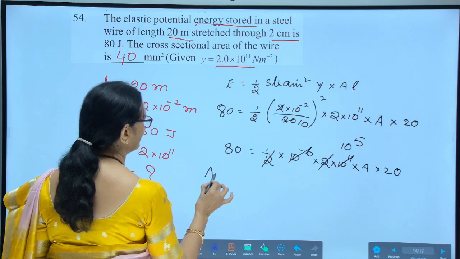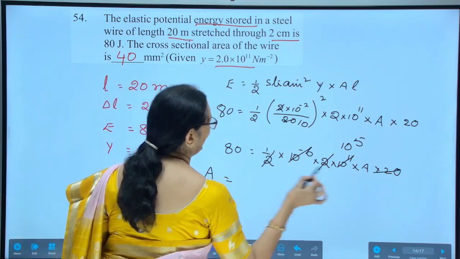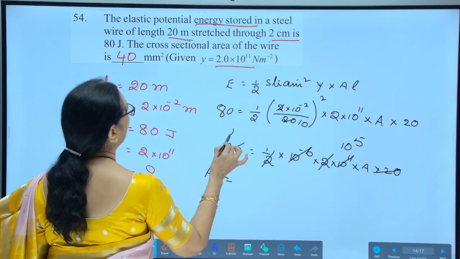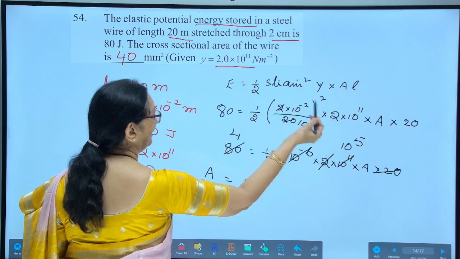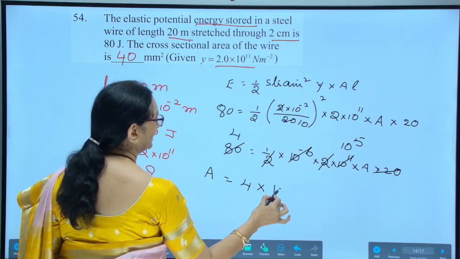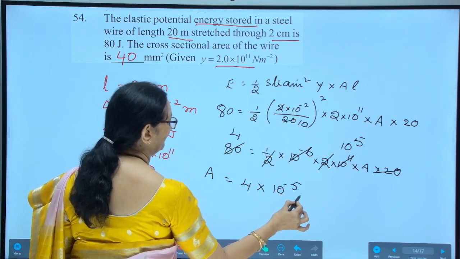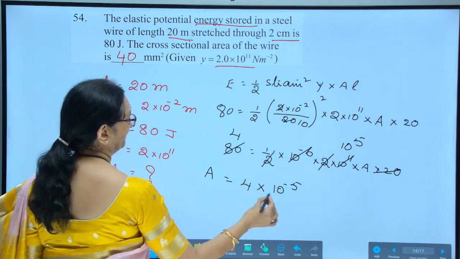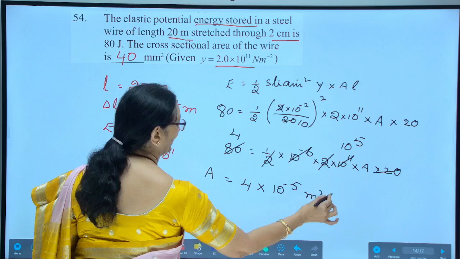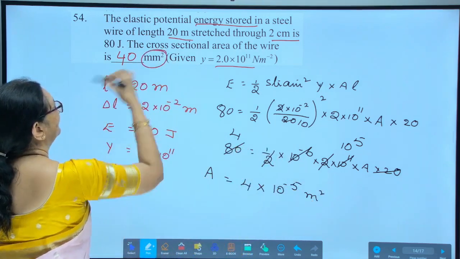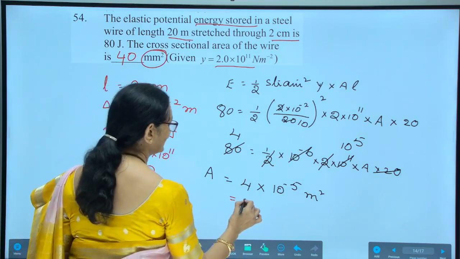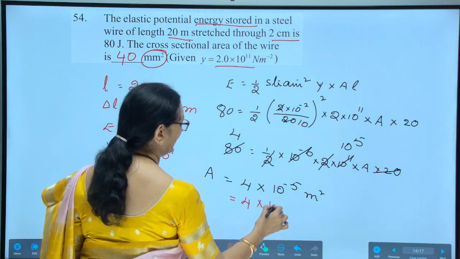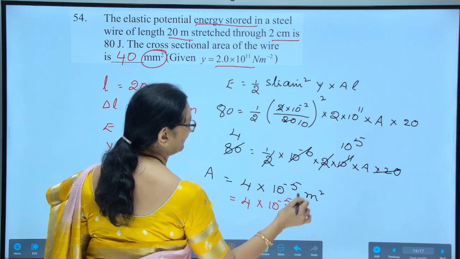So, A is equal to 80 by 20 is 4, isn't it? 4, 10 to the power of 5, if that comes to this side, 10 to the power of minus 5 meter square. But if you observe, the answer is given in millimeter square. Let us convert this. This is 4 into 10 to the power of minus 5.